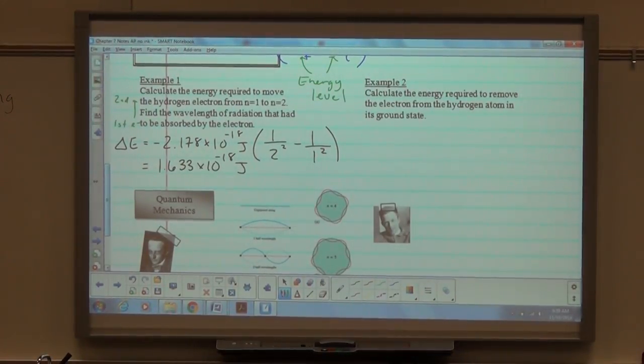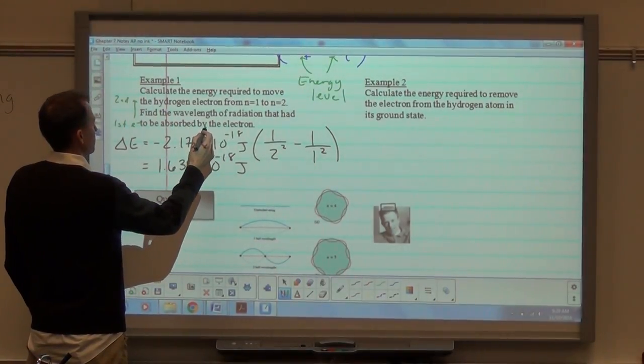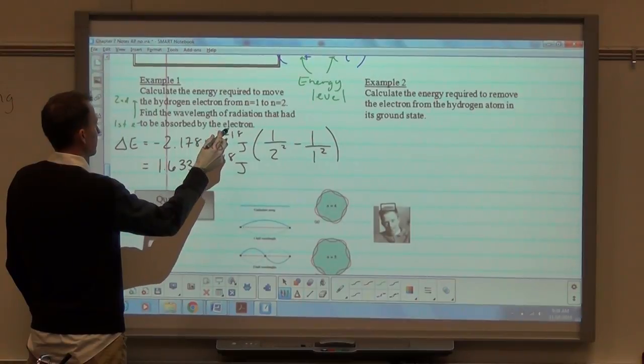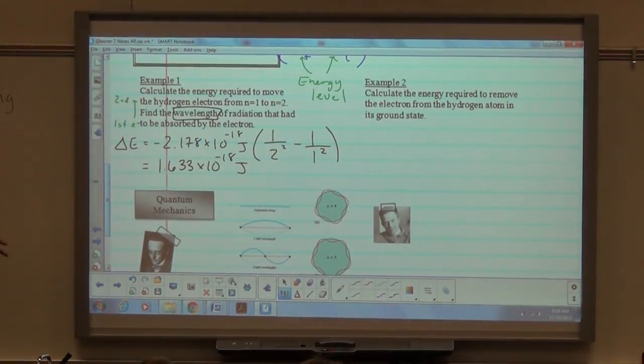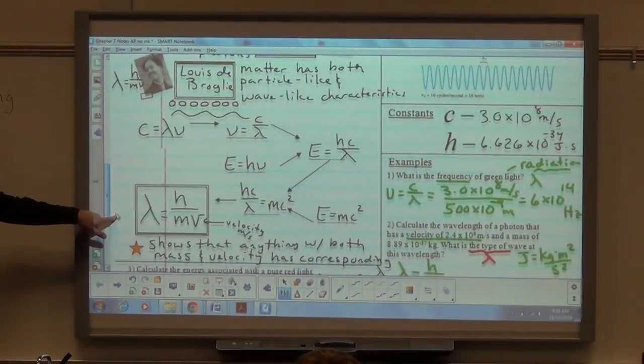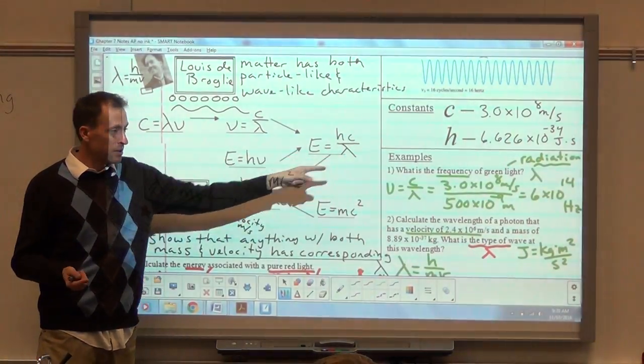Technically, that's not answering the question. Oh, maybe it is. I'm sorry. Find the wavelength. Oh. That's how much energy it would take. And then I'm not going to finish this up, but what would I do? If I have energy, I would take this equation. Plug in my energy, I can find wavelength.